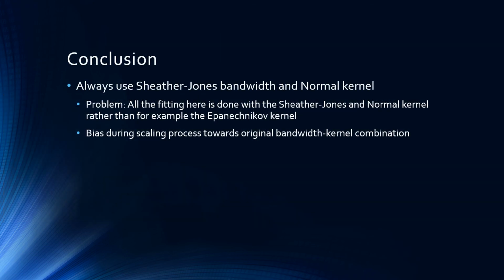So what you've seen so far from the applications is you may think that it's always best to just use Sheather-Jones and the normal kernel, and that's a good conclusion for practical purposes. But thinking back, we actually fit everything using the normal kernel and Sheather-Jones, so it's sort of uncertain how well the scaling does, right? If, for example, you fit using the Epanechnikov kernel, maybe you'd get some other results, but it's uncertain because those are pretty difficult to obtain.